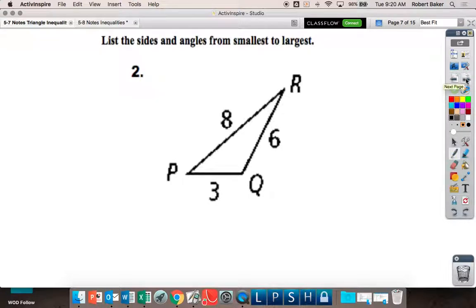All right, we'll just talk about this one. It says smallest to largest. The smallest side, PQ. The middle side, QR. The longest side, RP or PR. Okay. Now the angles are a little more complicated. The smallest angle, R. The medium angle, P. The biggest angle, Q.